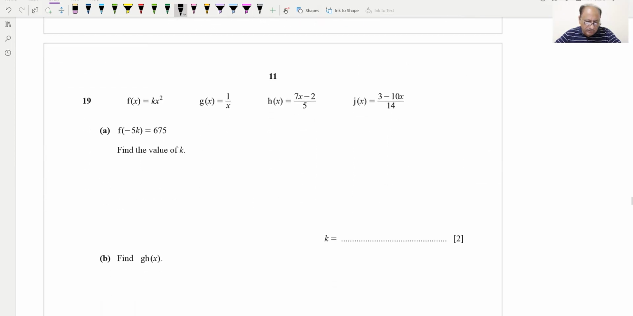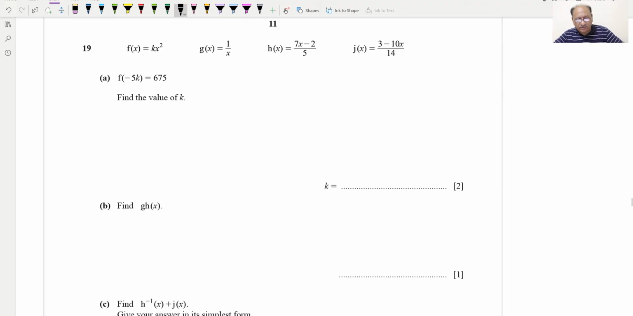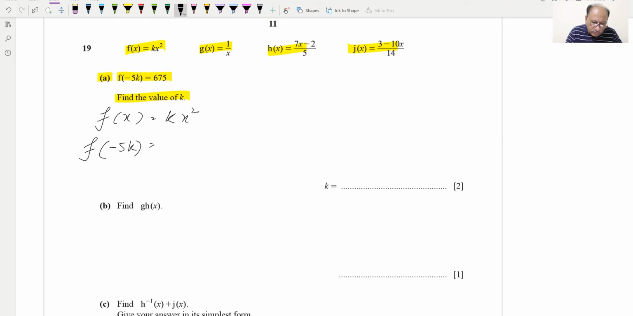Now question number 19, which is a functions question. f of x, g of x, h of x, and g of x, these all functions are defined. Part a, f of minus 5k is equal to 675. Find the value of k. So f of x is equal to what? This is what we will be utilizing, and we can write f of x is equal to kx squared. If we replace x with minus 5k, this will be k into minus 5k squared, and they are saying it is equal to 675.